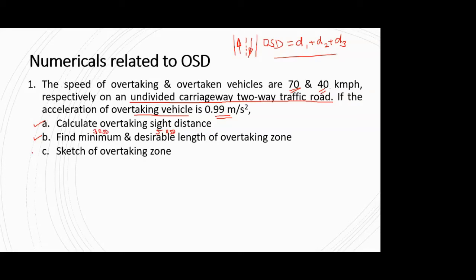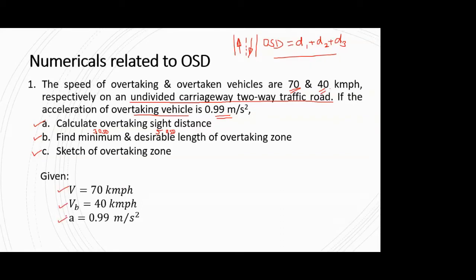And the third thing they have asked is a sketch of the overtaking zone. Now this may be asked in your SPPA exams as well. Okay. So a complete package related to the overtaking sight distance they have asked: OSD, minimum and desirable length of overtaking zone, and sketch of the overtaking zone. So given values, as you know, capital V is given, VB is given, and the a value is given.